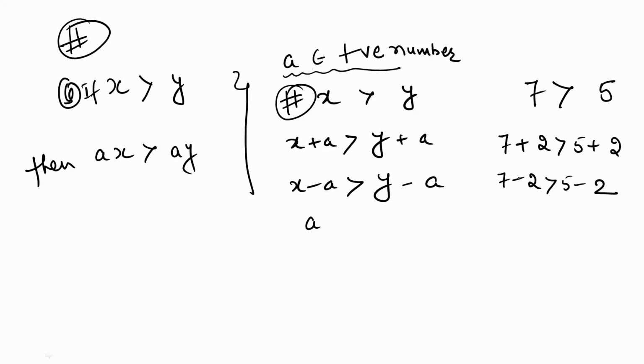I will teach you that. Just listen here. Now see, a belongs to positive numbers, so if it is a positive number, then we can definitely multiply: ax is greater than ay. Now I will teach you further what happens to the negative.